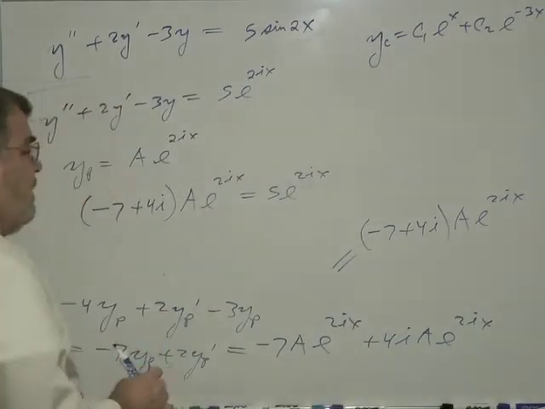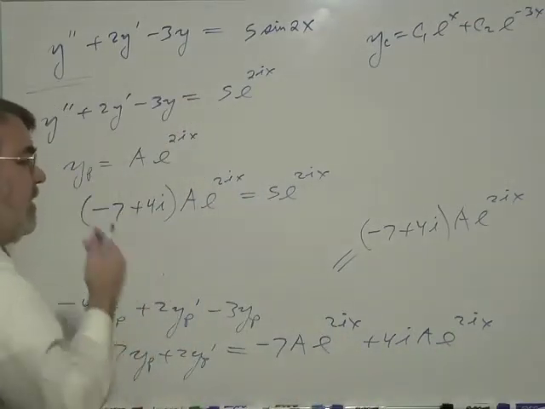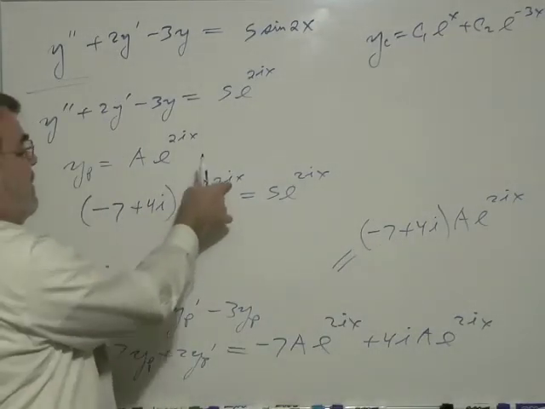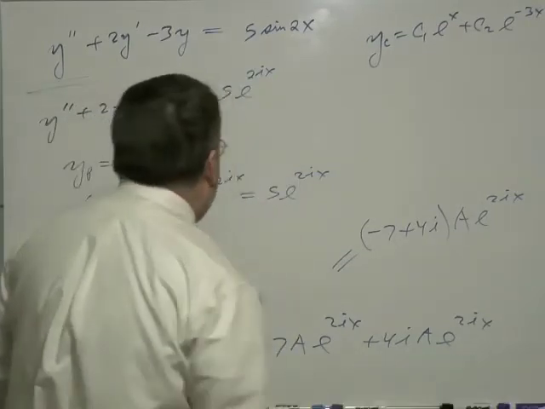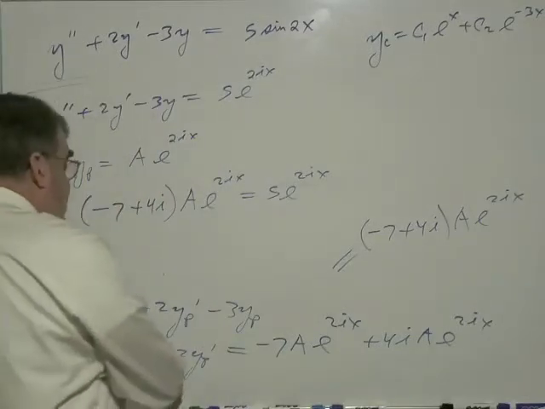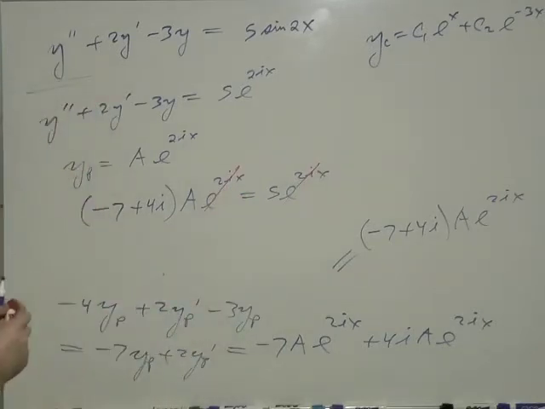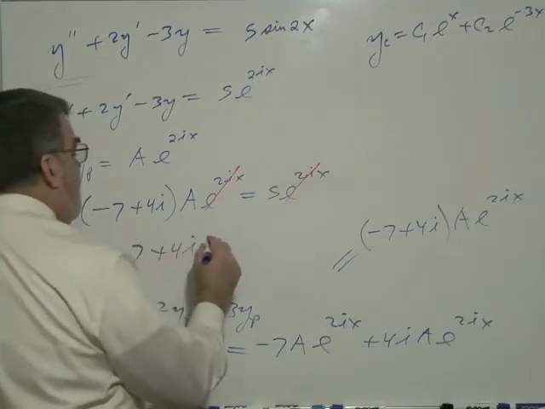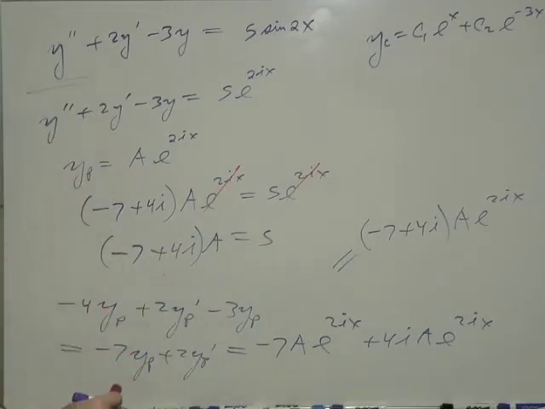So as I was saying, what we got when we plugged y particular into our differential equation, we ended up with this expression here, minus 7 plus 4i, parentheses, a e to the 2ix, was the left-hand side. The right-hand side was 5 times e to the 2ix. So if I just divide both sides by the exponential part, e to the 2ix, I have minus 7 plus 4i times a equals 5. So I'm going to erase some of the clutter here, and then we'll wrap up this problem.